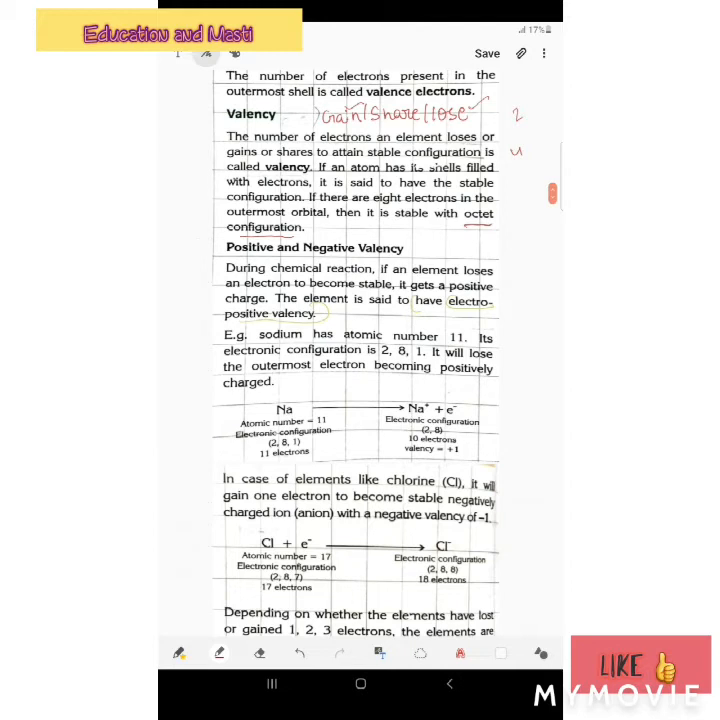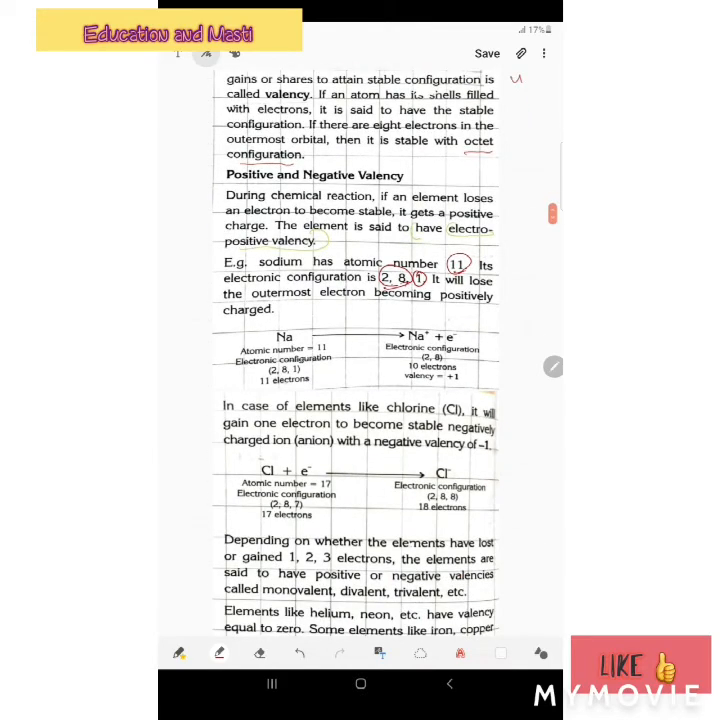Like sodium has atomic number 11. Its electronic configuration is 2, 8, 1. It will lose the outermost electron, becoming positively charged. So it will lose 1 electron so that the last shell has 8 electrons. Now you can understand by this case study: here we can see 2, 8, 1, 11 electrons, and then here 10 electrons because it has lost 1 electron. Therefore it will get the valency of +1.